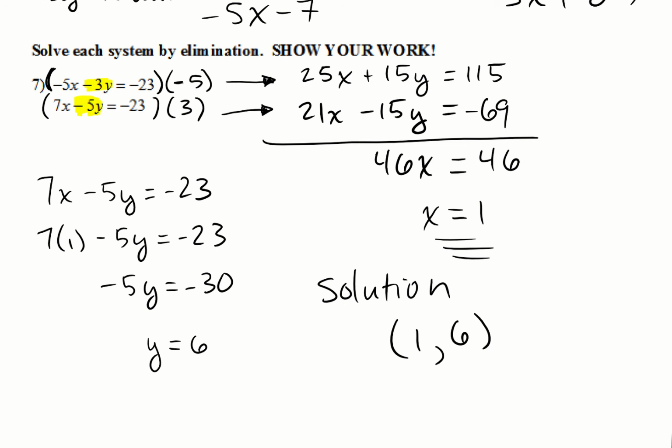And I could plug those quite nicely back into the original problem. And I do in both cases get negative 23 on both of those. So yes, that value of x and y produces negative 23 both of the times.